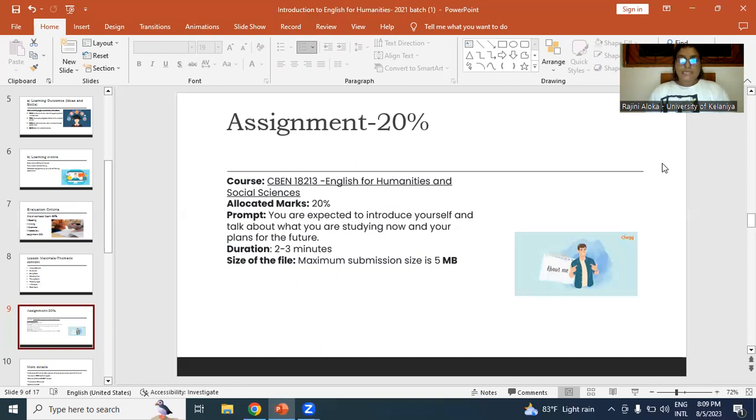Okay, so yes. So moving on to the assignment, you are expected to introduce yourself and talk about what you are studying now and your plans for the future. This is what you have to do. Time duration 2 to 3 minutes. Maximum submission size is 5 MB.